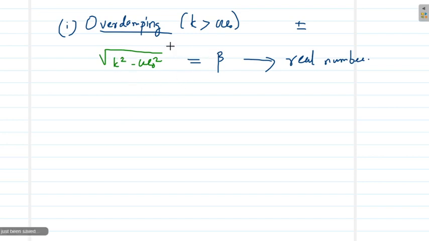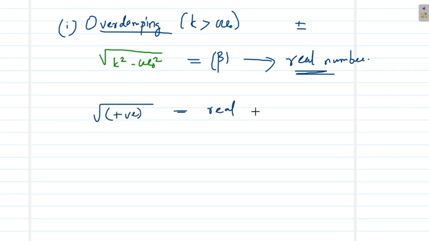And both those solutions will be real numbers if k square is greater than omega 0 square. We know the square root of a positive number is a real number. It can be either plus or minus.